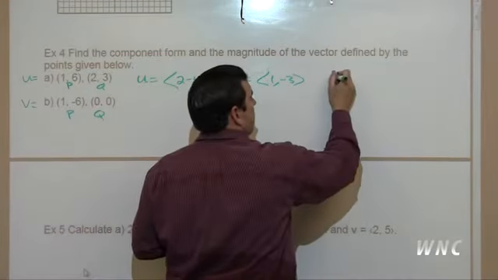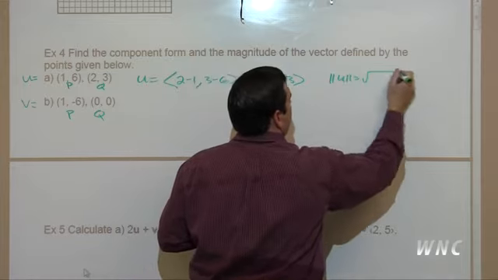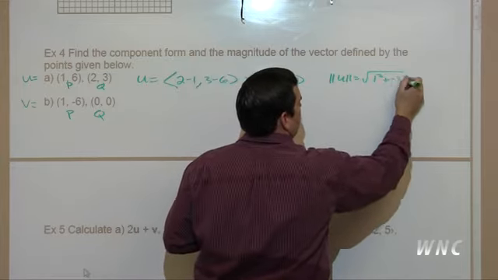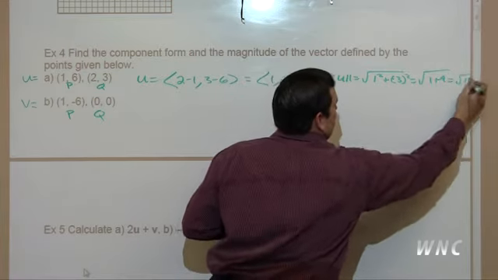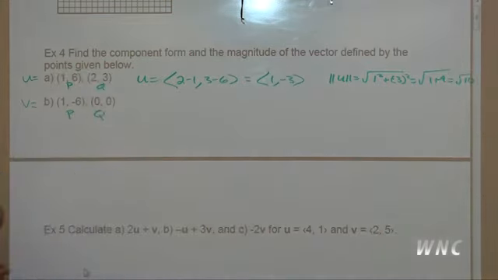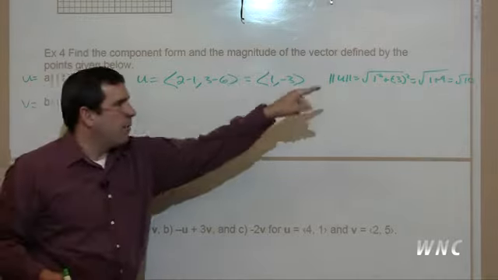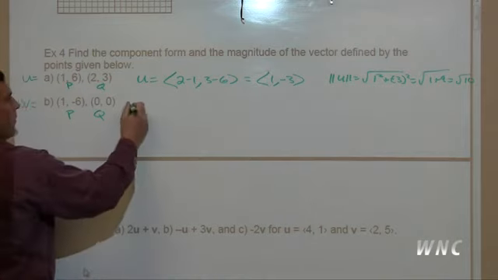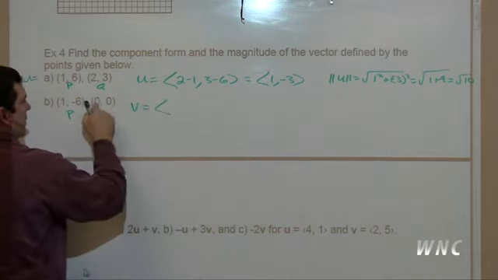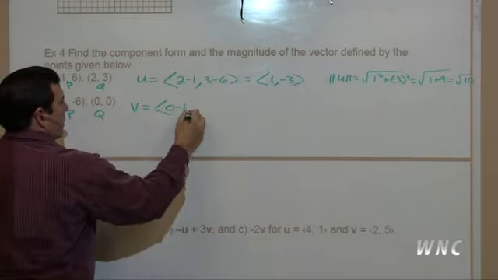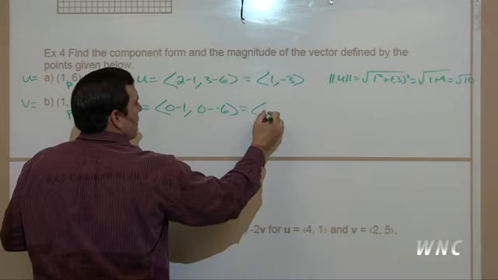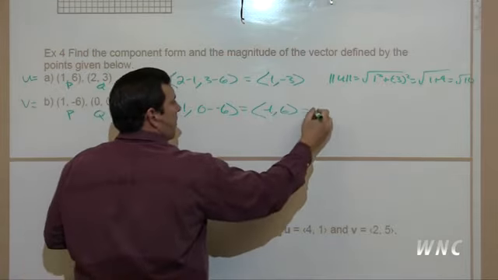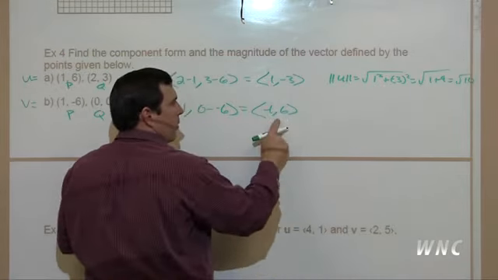And the magnitude of u is going to be the square root of 1 squared plus negative 3 squared, square root of 1 plus 9, which is the square root of 10. So we have the component form, 1, negative 3, and the magnitude for u. Now for v, we have 0 minus 1, comma, 0 minus negative 6, negative 1, comma 6. Okay, and that's our component form.